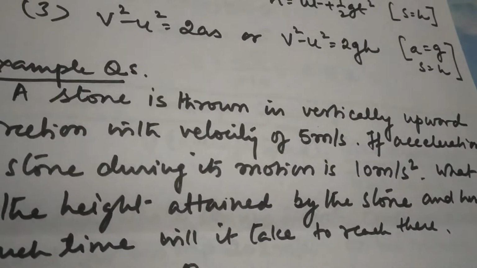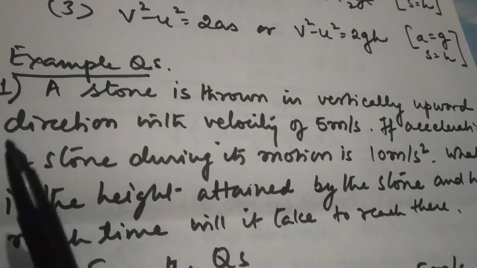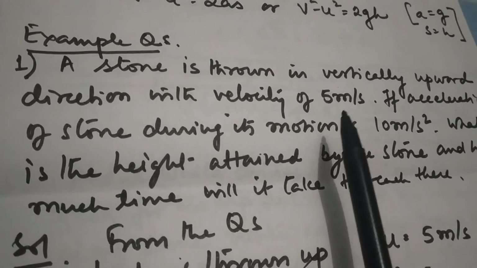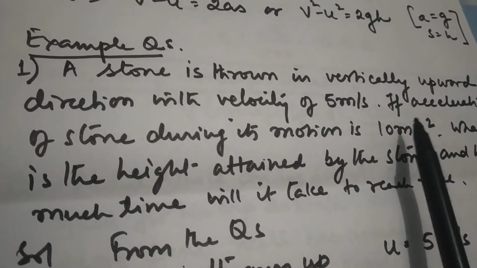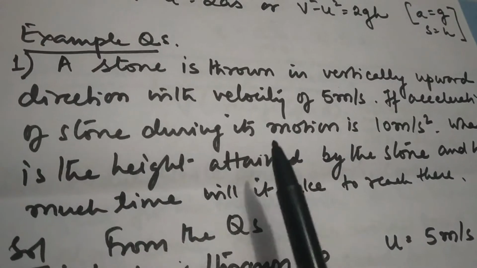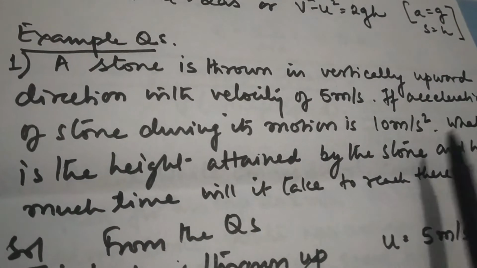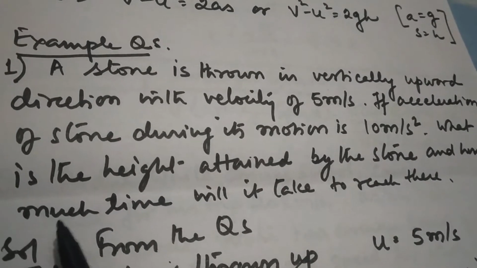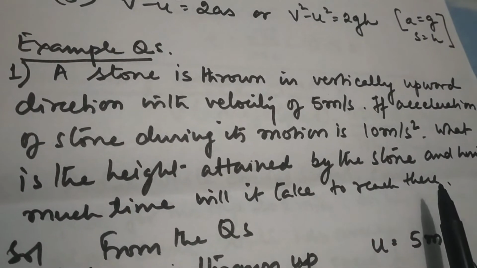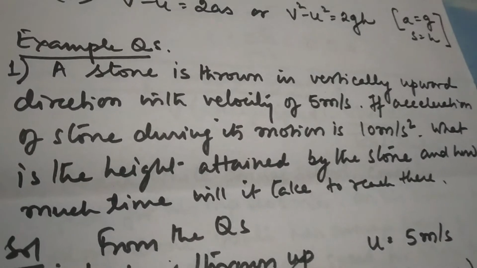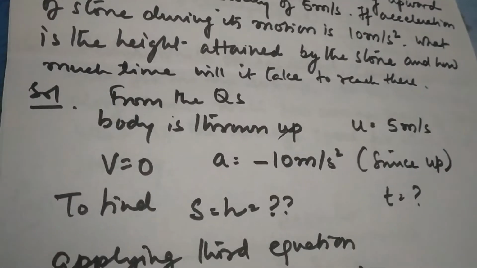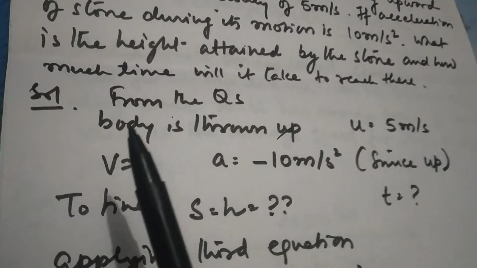So we are taking question number one. A stone is thrown in a vertical upward direction with a velocity of 5 meter per second. If the acceleration of the stone during its motion is 10 meter per second square, what is the height attained by the stone and how much time will it take to reach there? Whenever you start a numerical, it is preferred that you write the conditions first: what is given and what is not given.